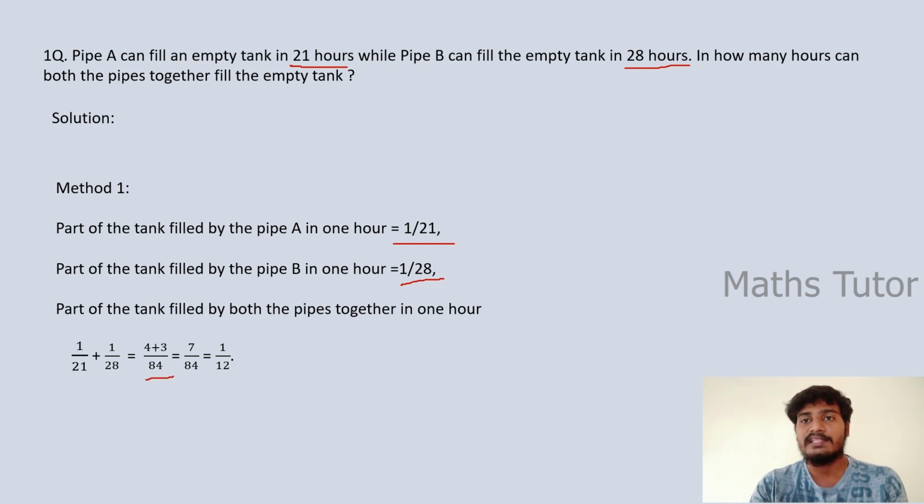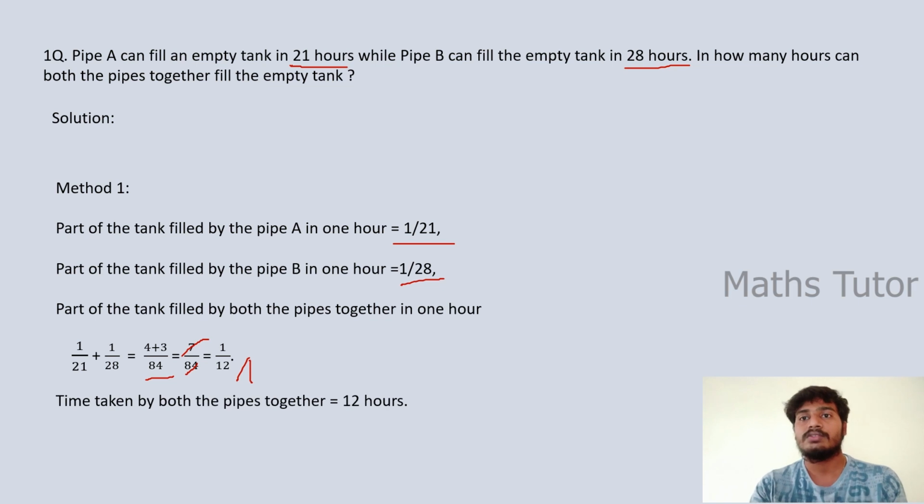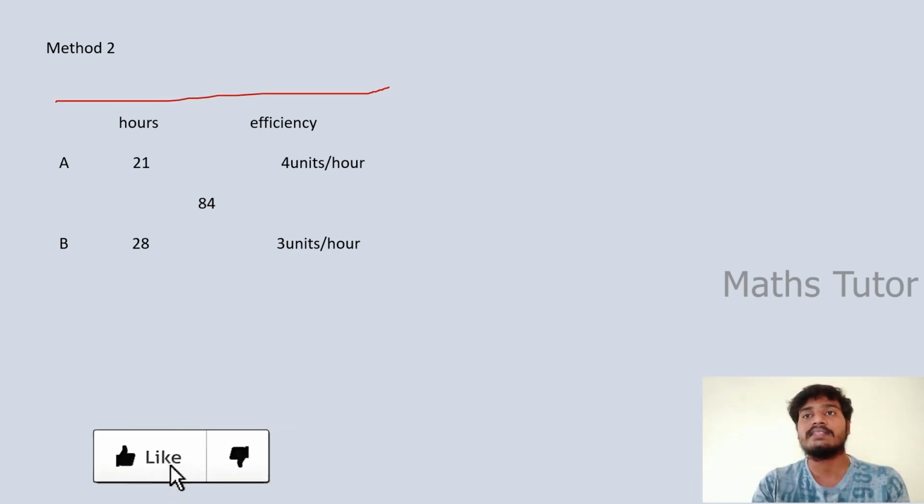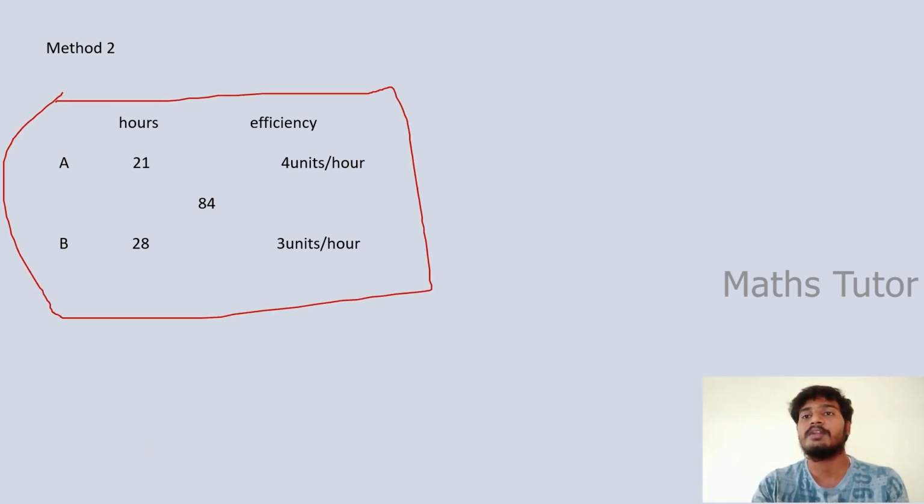By taking the LCM, we got LCM as 84, and 21 4 times and 28 3 times. So it can complete 7 by 84th part of the work in 1 hour by the combined work of both A and B. By cancellation, 7 ones are 7, 7 12s are 84. So both A and B can complete 1 by 12th part of the work in 1 hour. So the total time taken by both pipes is 12 hours. I hope you understand. The second method is also a basic method, which I have done in time and work problems.